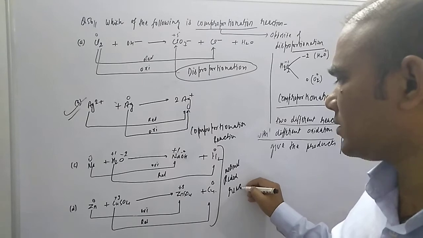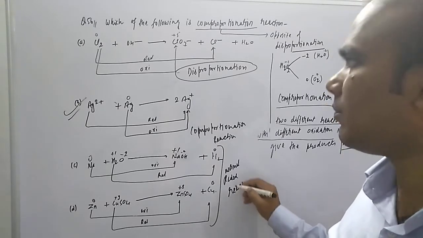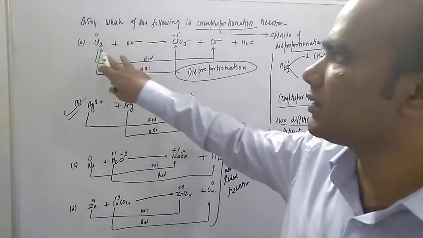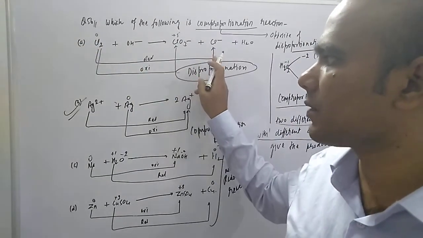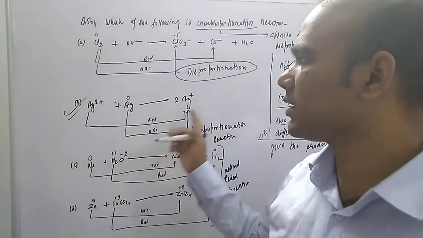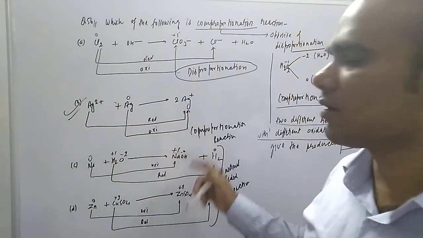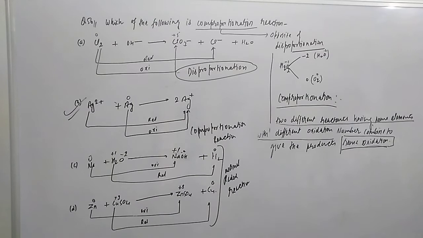Here no classification is involved, but here we understood that if the same element gives two different oxidation numbers, that is disproportionation. If two different oxidation numbers of the same element combine, that is a comproportionation reaction.